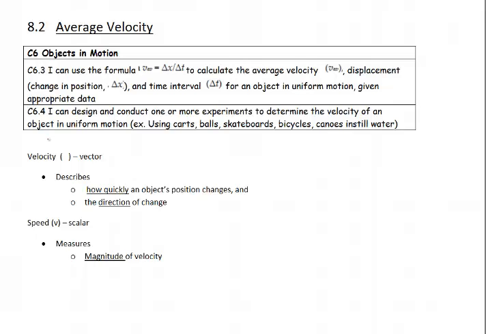Average velocity. Velocity is a vector quantity. It describes how quickly an object's position changes and the direction of the change. It's measured in meters per second.